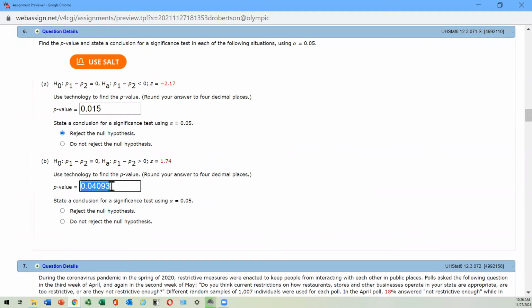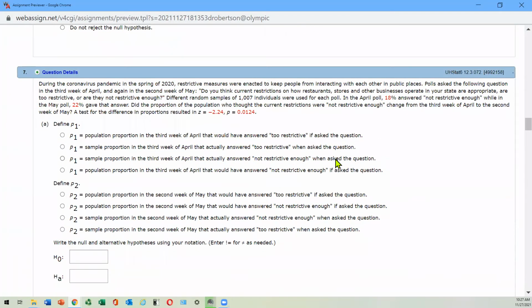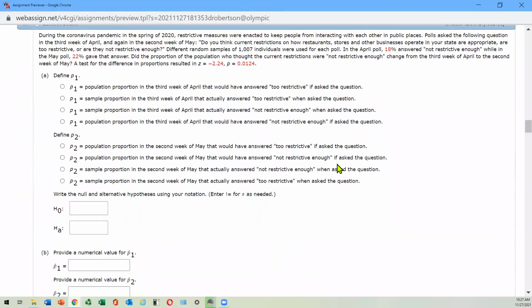So as long as your p-value is less than the significance level, you can reject the null hypothesis. And so the alternate is true. You've actually found what you thought was true. Now, here's our next one.